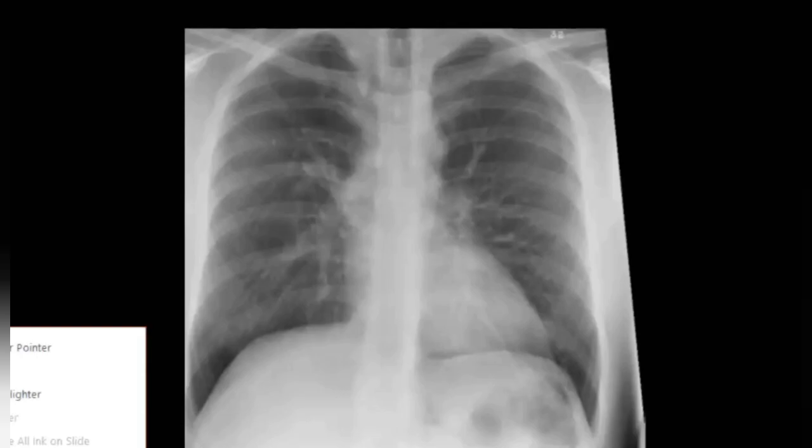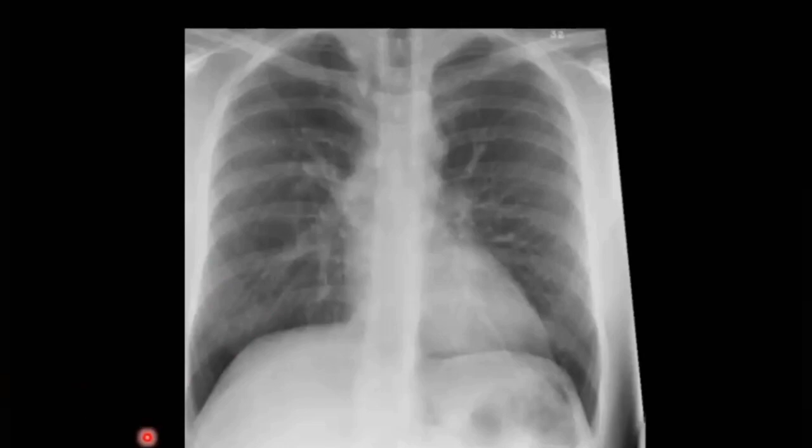The clavicles are equidistant from the trachea. Trachea is central. Heart size appears to be normal. The cardiophrenic angles and diaphragmatic angles appear to be clear. I'm just showing the apices. They appear to be normal. I'm unable to appreciate any retrocardiac density.